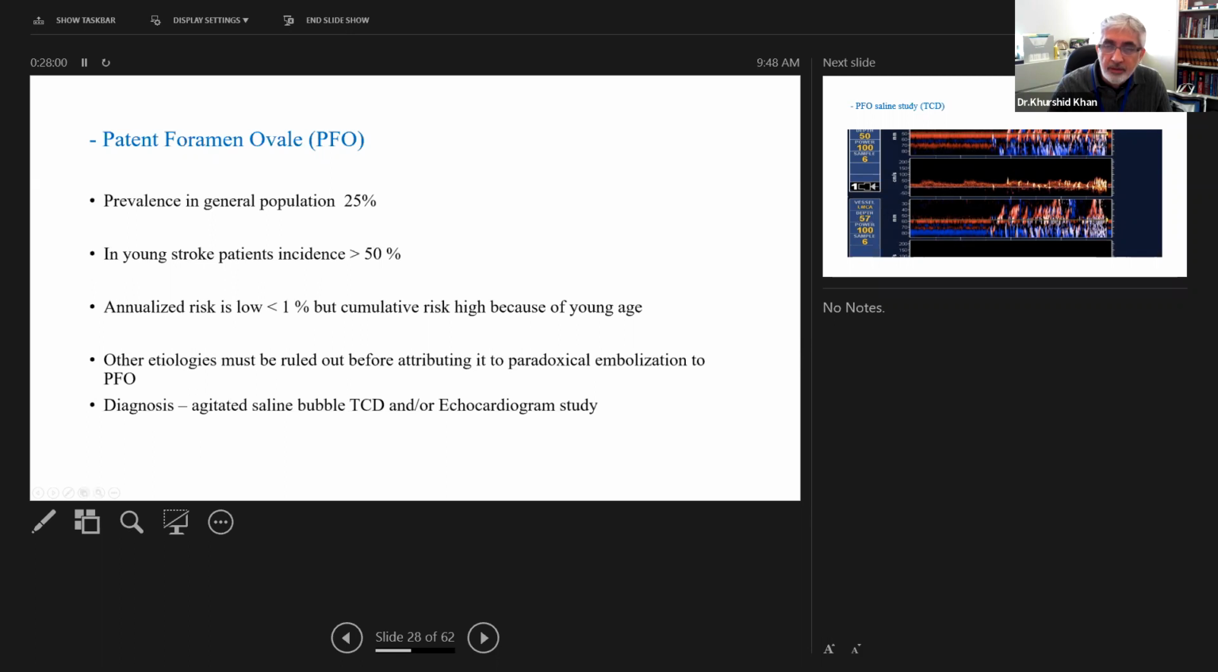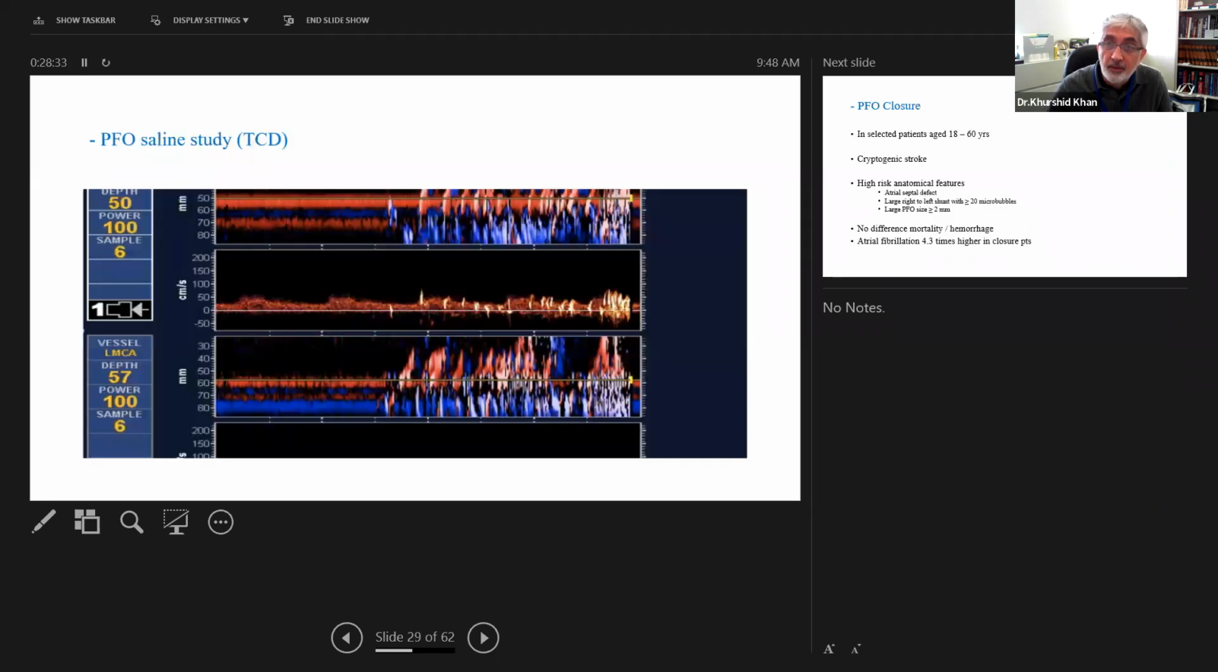PFO can be diagnosed in an indirect way using transcranial Doppler, in which we inject agitated saline, creating microbubbles, and look for microbubbles on the TCD. But the definitive test is the echocardiogram, transesophageal echocardiogram, which gives more information with respect to the size of the PFO, and if there is an intra-atrial septal aneurysm, etc.